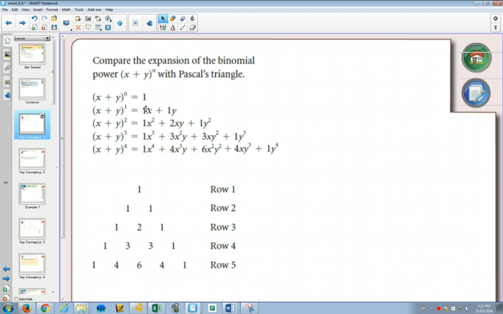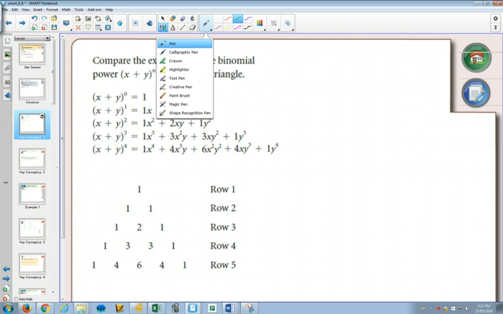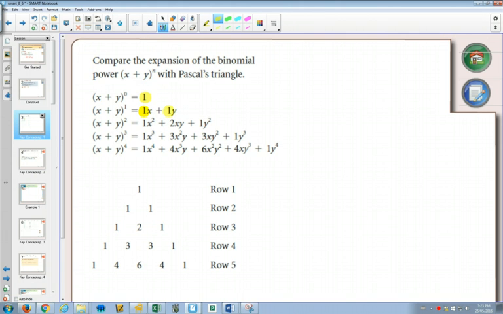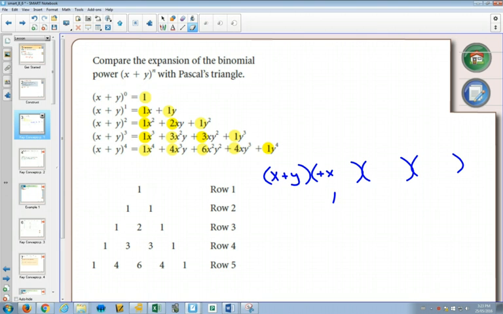And then again, a pattern starts to happen. If we look at the coefficients, they match up with Pascal's triangle. Now, part of what is happening here is if I multiply x plus y times x plus y times x plus y. Whoa. Let's try that again.